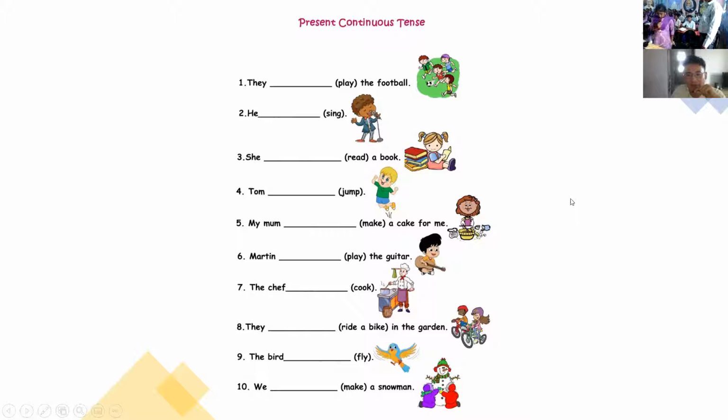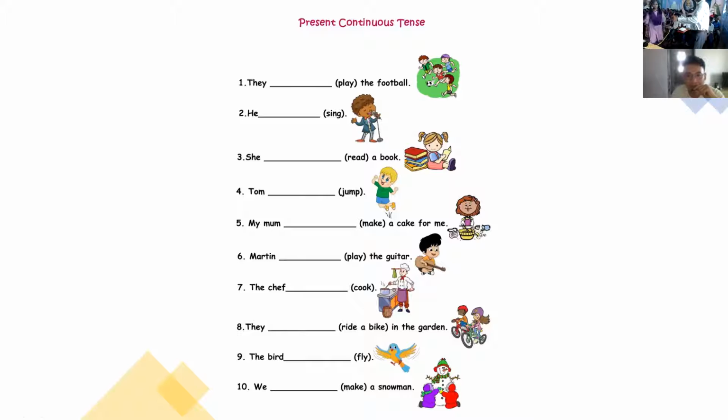They're playing football. Do you like football? No, sir. So which sport do you like? What sport do you like? Swimming, sir. Swimming. Okay. And fishing. Very good.